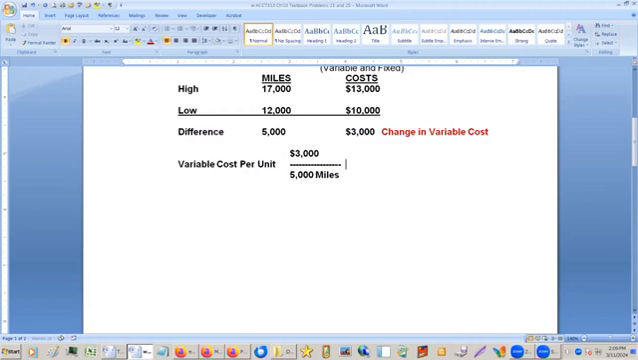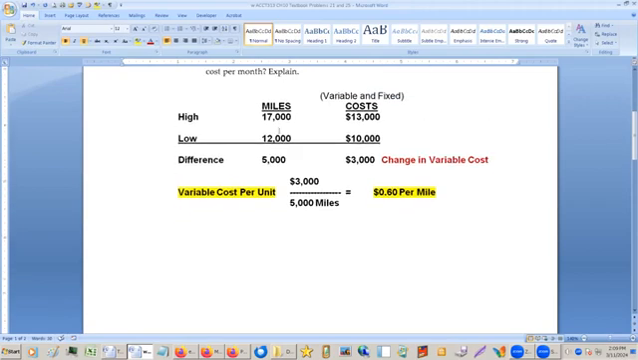So this will give us how much it is per mile. What is that? That's 60 cents maybe? Yep. So our costs are $0.60 per mile. So our variable cost per unit is 60 cents per mile. And again, this problem is a little bit different than the one we did in the handout. They're just using miles instead of units, but the idea is exactly the same.